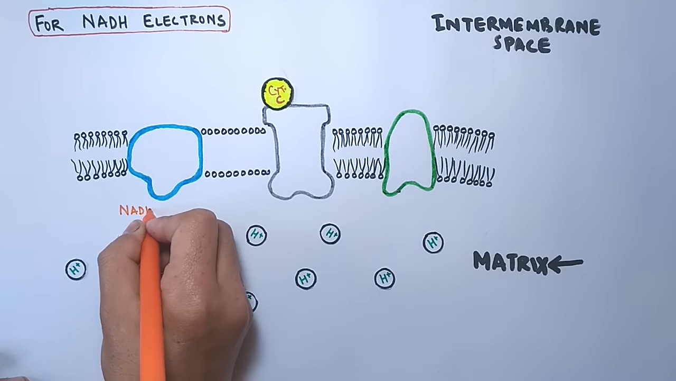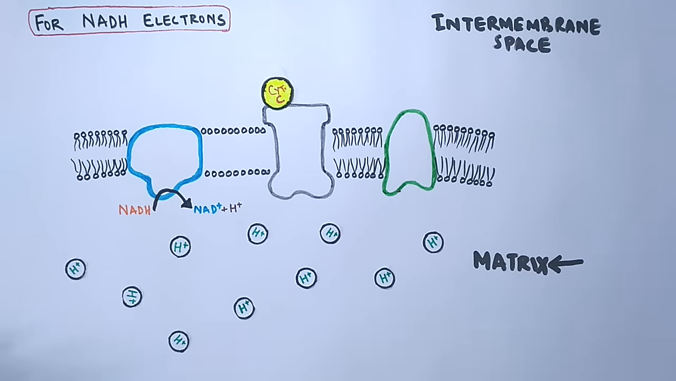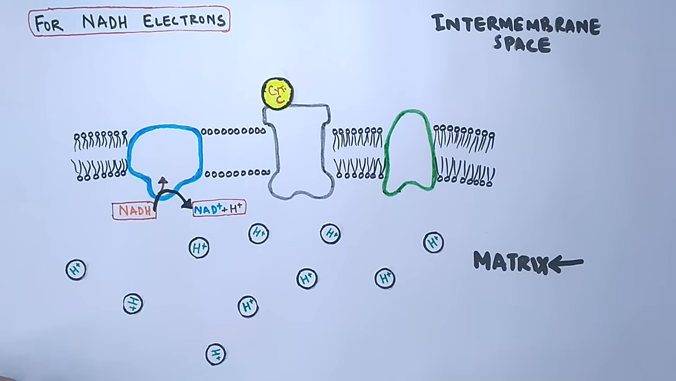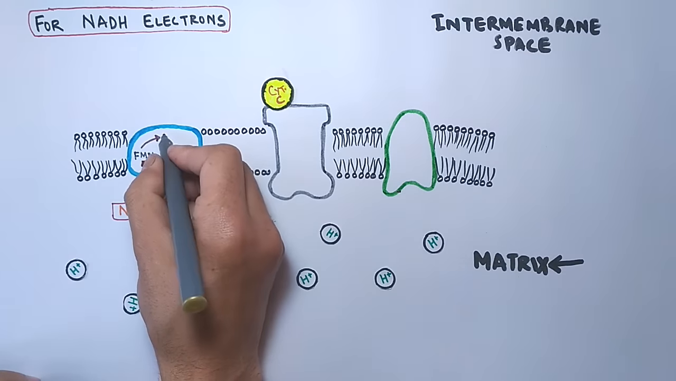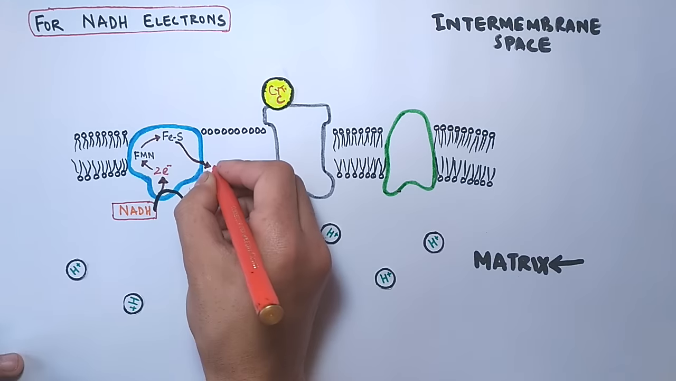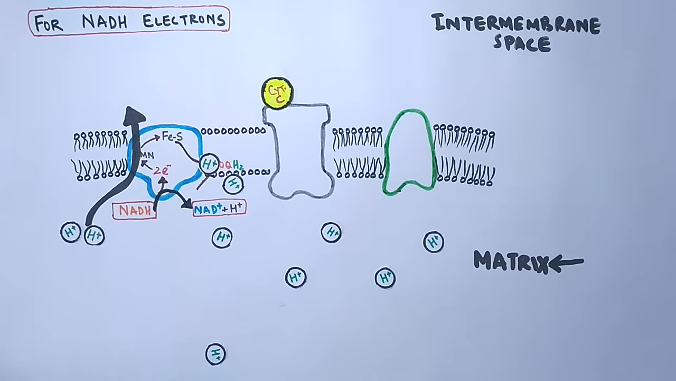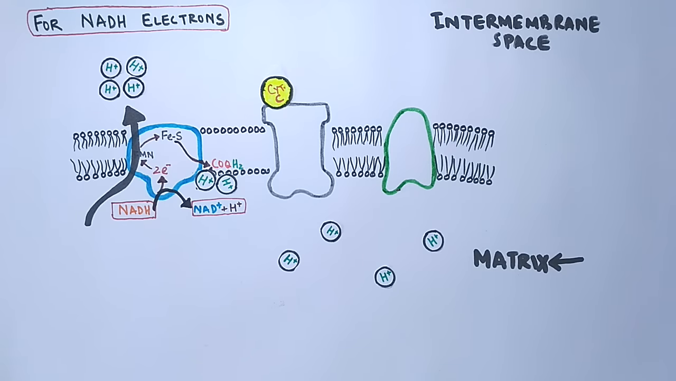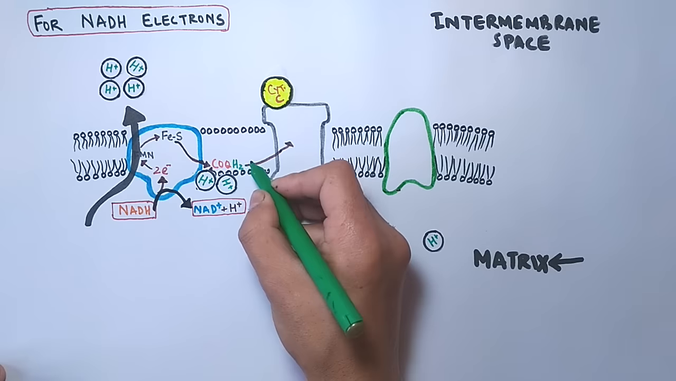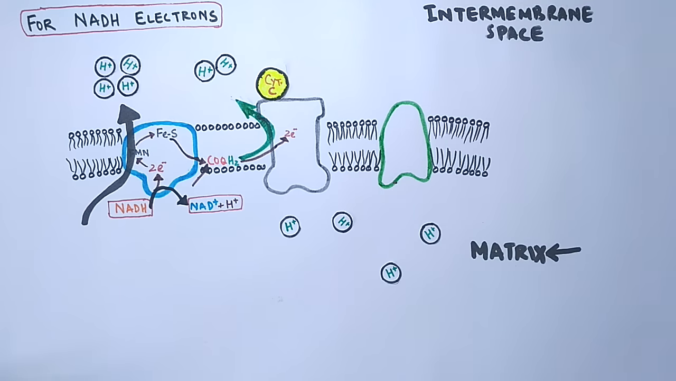First of all, NADH is oxidized back to NAD plus and H plus with the help of complex 1, the NADH reductase enzyme. A total of 2 electrons are lost by the NADH molecule, with which flavin mononucleotide is first reduced, which further gives electrons to the iron sulfur clusters, and finally the 2 electrons are received by the ubiquinone molecule, which is reduced to ubiquinol. In between these processes, 4 protons are pumped into the intermembrane space, as shown in the diagram. After that, ubiquinol loses these accepted electrons, and in that process, an additional 2 protons are pumped into the intermembrane space.